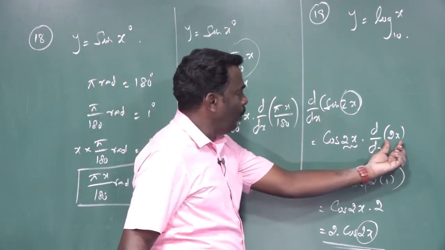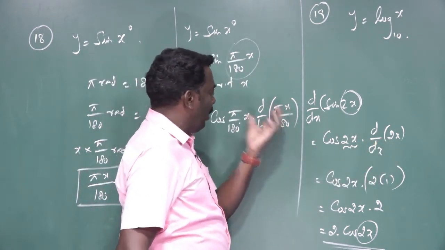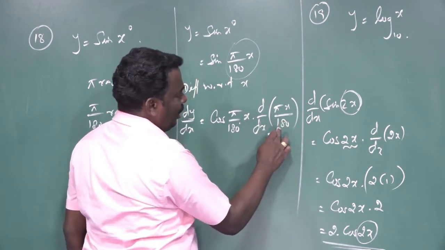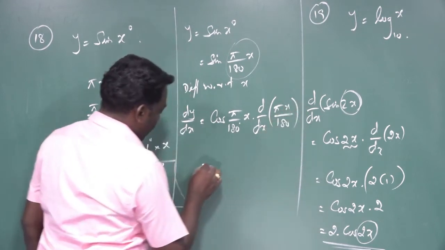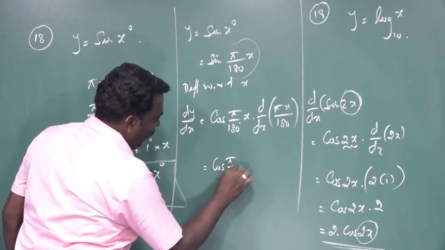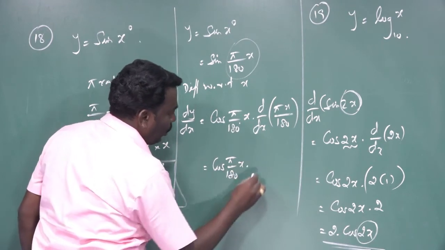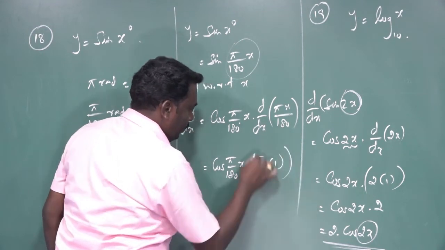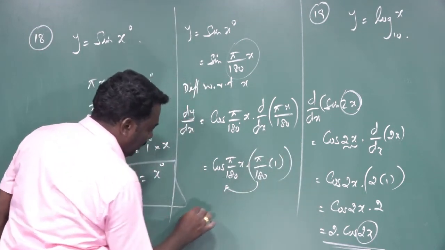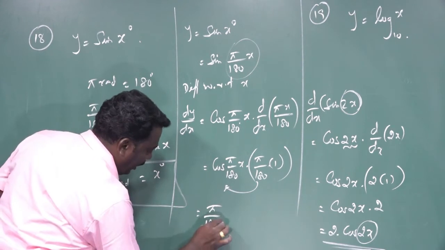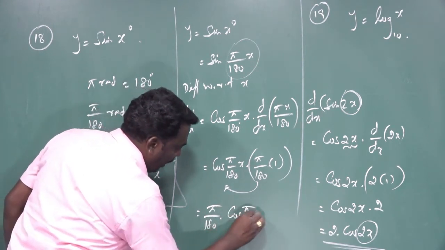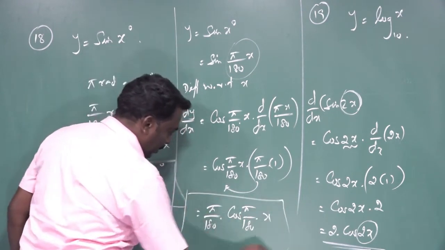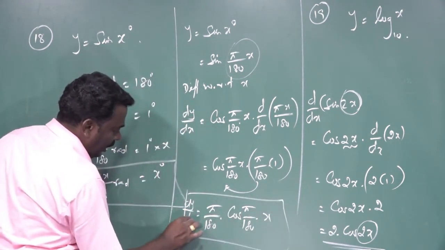Therefore, 2x is called pi x by 180. Now differentiate again. The term pi by 180 is called the quotient term, and the differentiation of x becomes 1. Therefore it is cos(pi by 180 x) into pi by 180 into 1. Now write the term as pi by 180 into cos(pi by 180 into x), and that is called the differentiation, dy by dx.